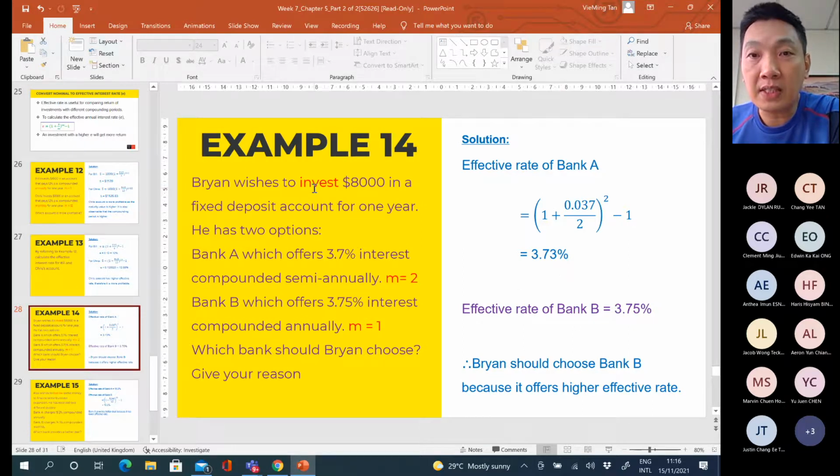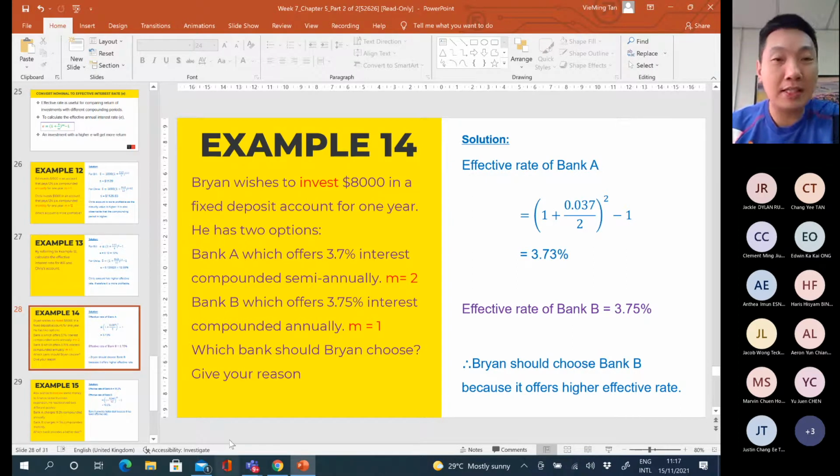Brian now is an investor, so he's a saver. That means the higher the effective rate, the higher the return on the investment. So in this case, we should advise Brian to choose Bank B. Bank B is better because Bank B offers a higher effective rate. So it depends on the role of Brian, whether he is an investor or a borrower. So far so good.